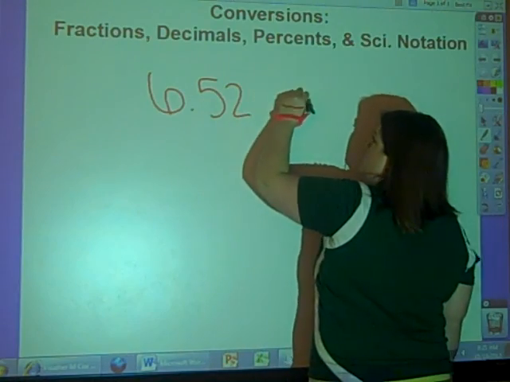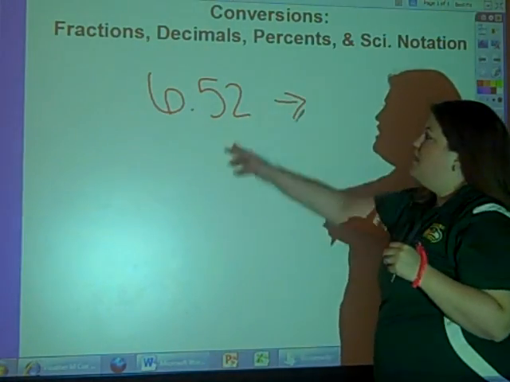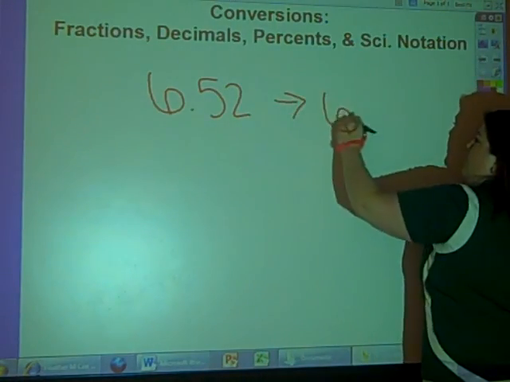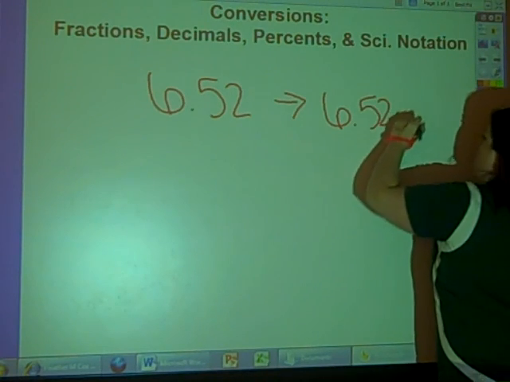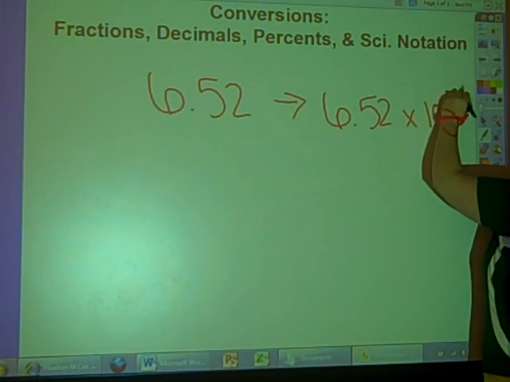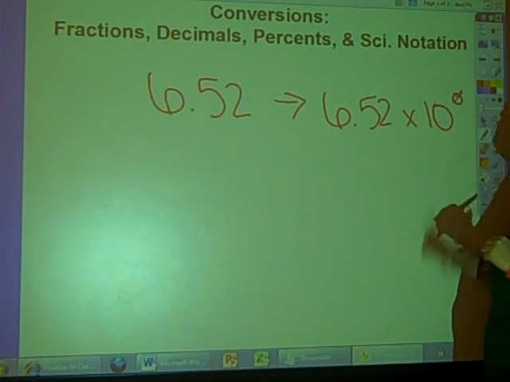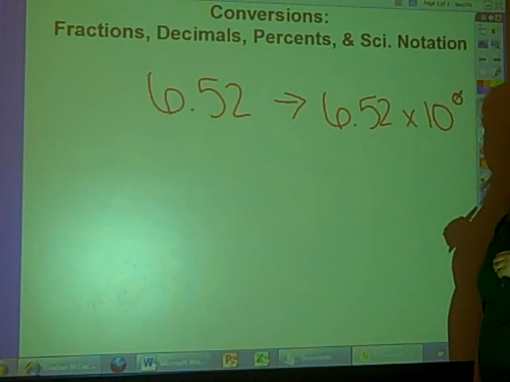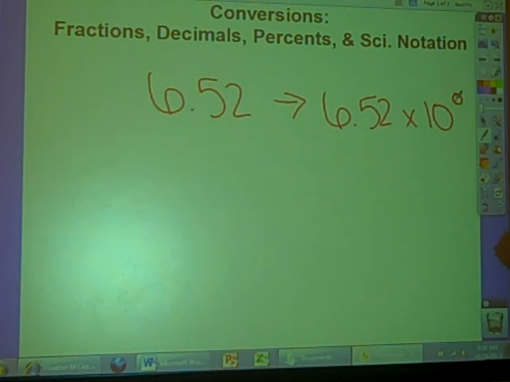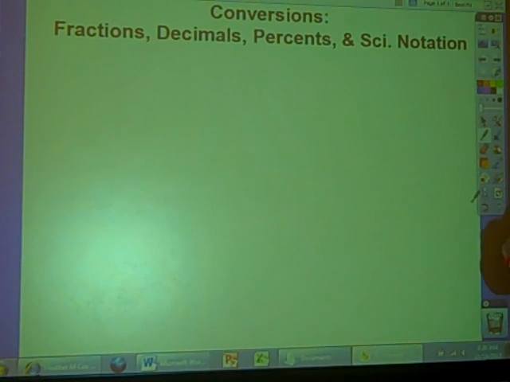What if your decimal was 6.52? You say, well, that's already how my first factor needs to appear. So that just means that you're going to multiply it by 10 to the 0, because you don't need to move the decimal.